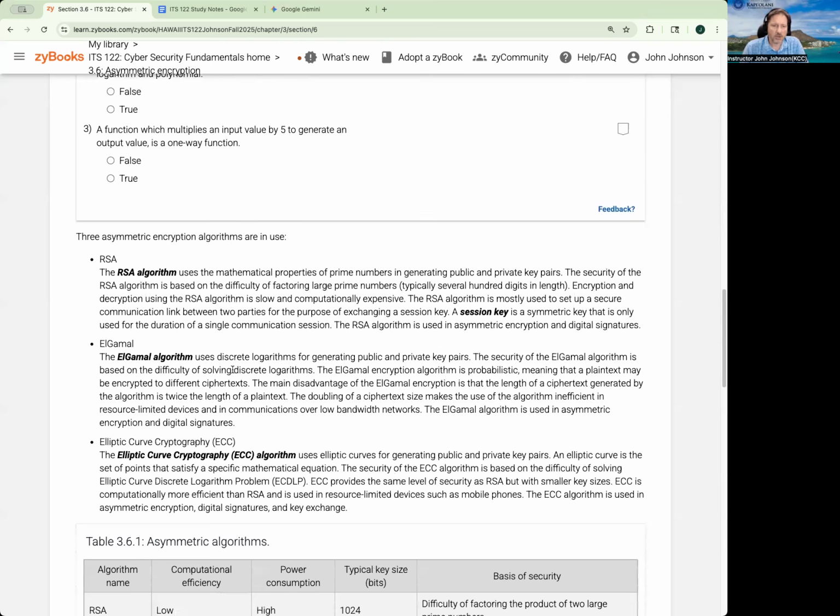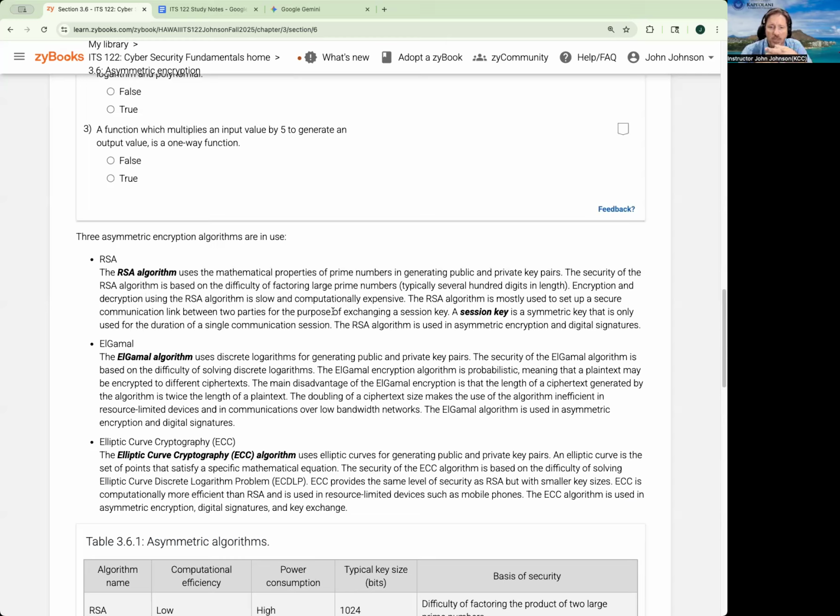Now we get into our algorithms. We've got three asymmetric encryption algorithms that are in use. First we've got RSA, which has a number of attributes. RSA uses the mathematical properties of prime numbers in generating public and private key pairs. The security of it is based on the difficulty of factoring large prime numbers, in other words, getting the two numbers that are multiplied to get a large number. Encryption and decryption using the RSA algorithm is slow and computationally expensive.